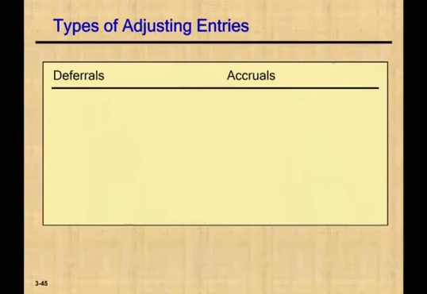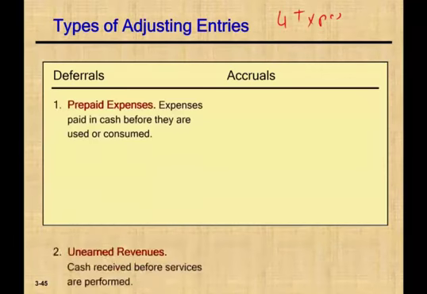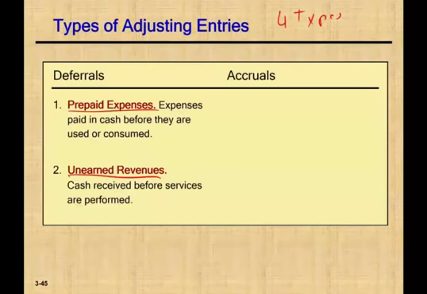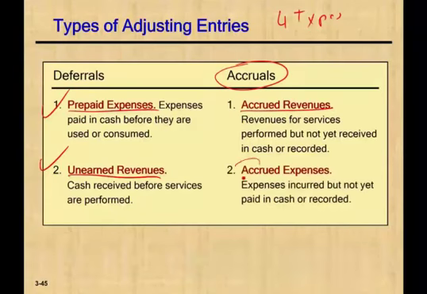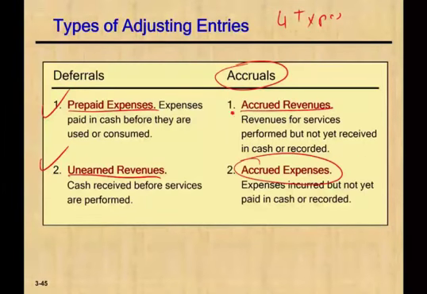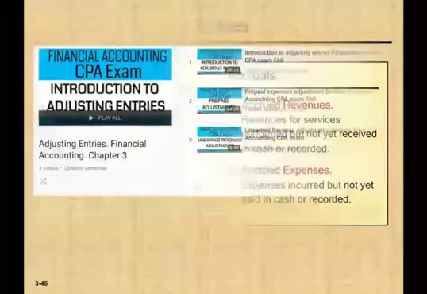Now, bear in mind that we have four types of adjustments. This is a review. We have two deferrals, which is prepaid expenses and unearned revenues, which I already covered. In this session, I'm going to start the accrual, and under accrual, I'm going to be covering accrued revenues. And in the next session, obviously, I will cover accrued expenses. So this session, I'm only focusing on accrued revenues.